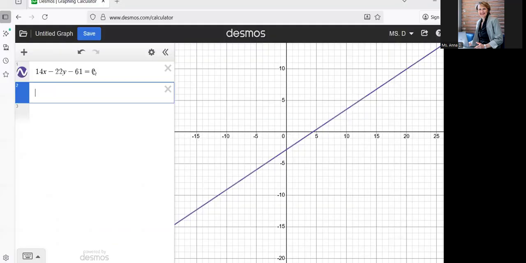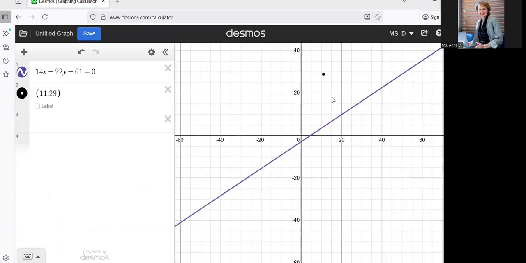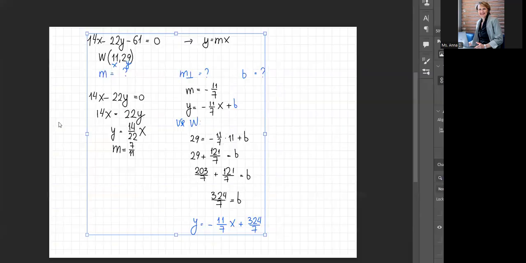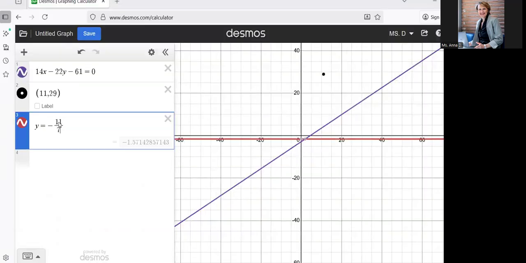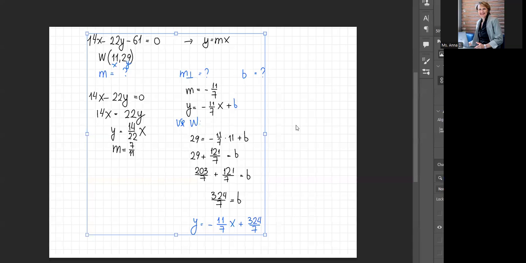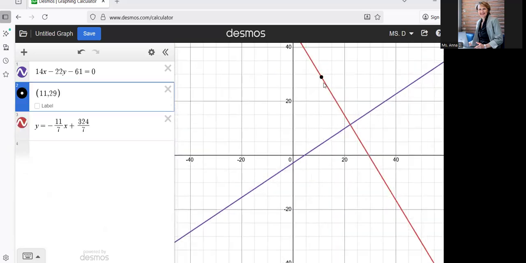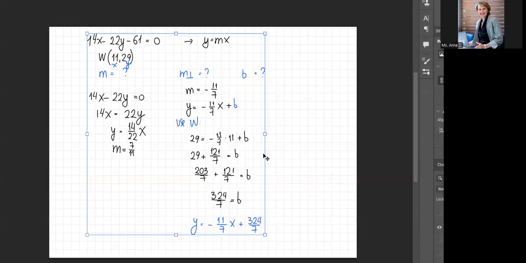Here's a line, 11, 29 a point. We don't even see the point. Here we go. So I haven't put B yet, but I can already see that the red line and purple are perpendicular, so that's a good hint. 324 over 7. And sure thing, my line goes through the point. That means my calculations are correct, and I know that their slopes are perpendicular because that's proven by my calculation.